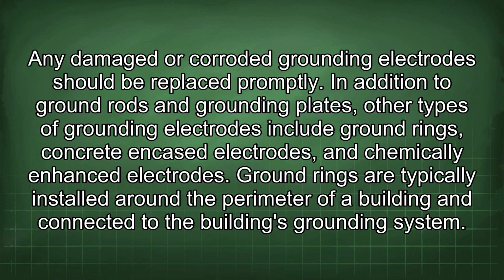Any damaged or corroded grounding electrode should be replaced promptly. In addition to ground rods and grounding plates, other types of grounding electrodes include ground rings, concrete-encased electrodes, and chemically enhanced electrodes. Ground rings are typically installed around the perimeter of a building and connected to the building's grounding system.